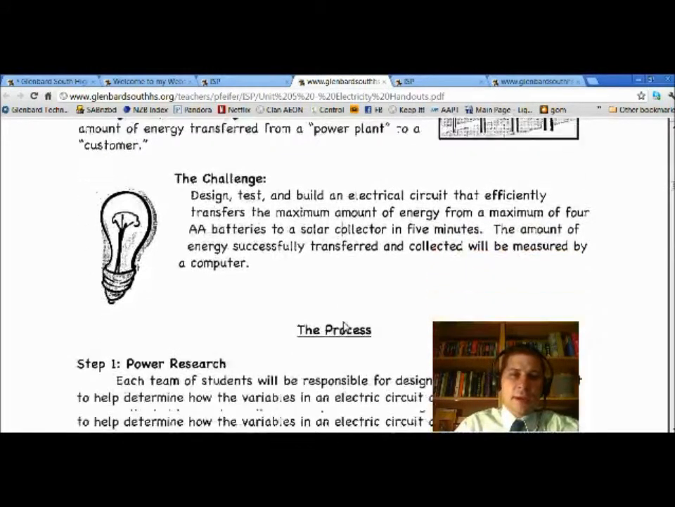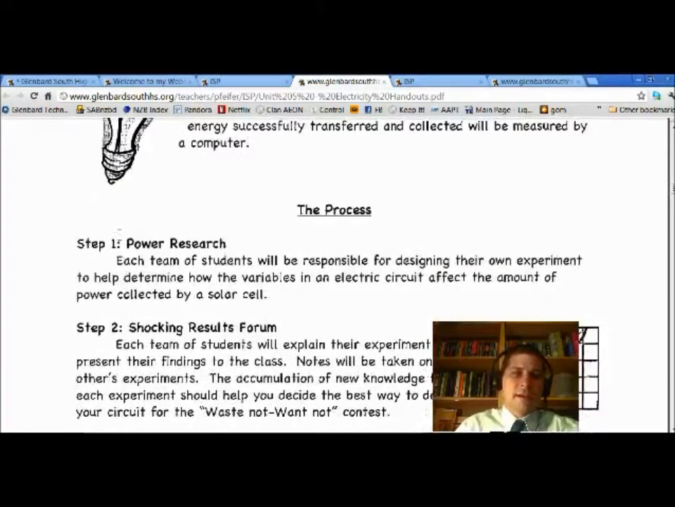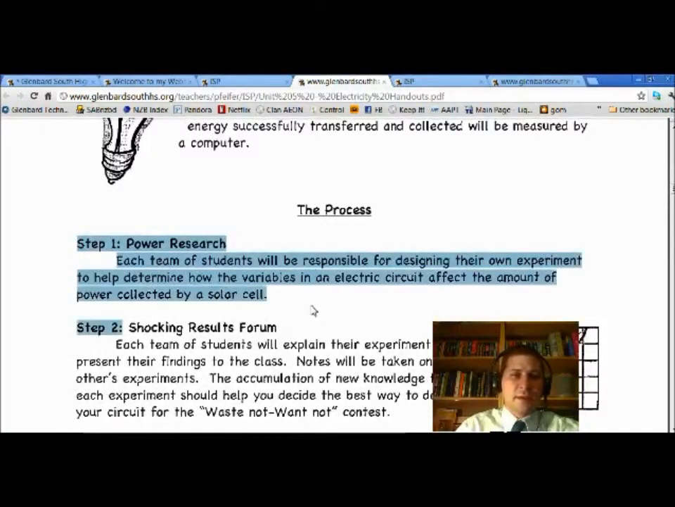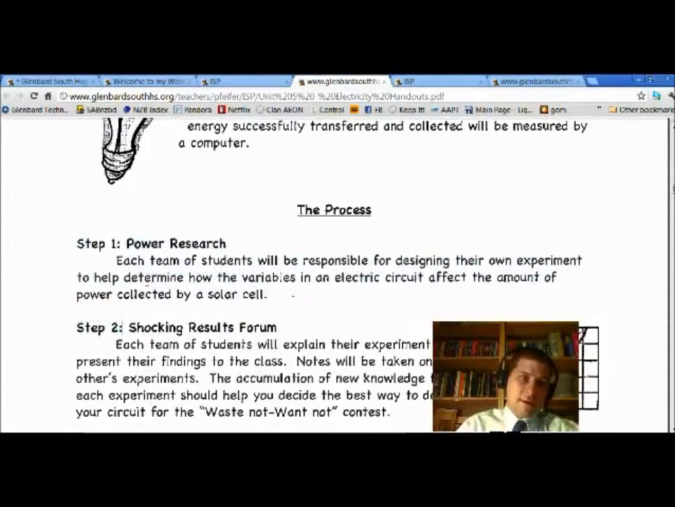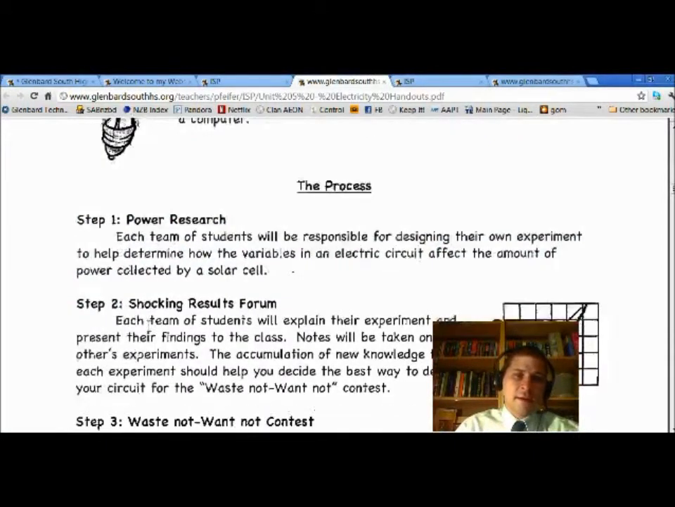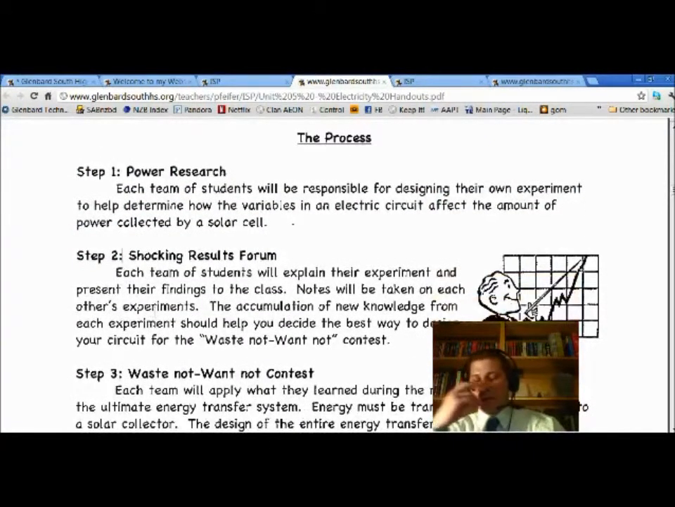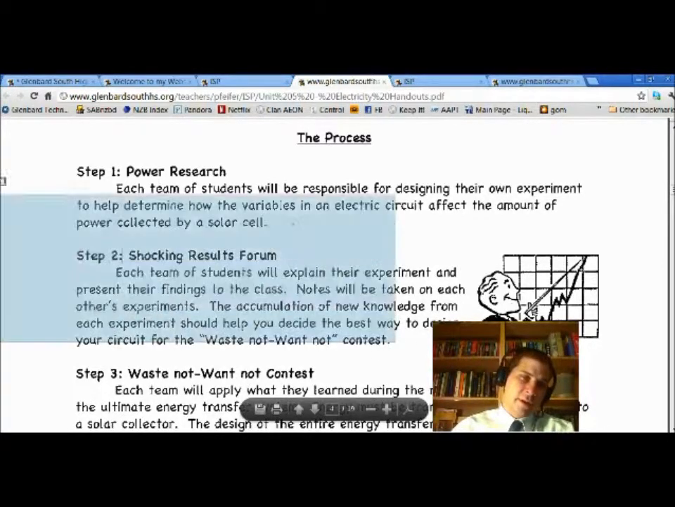So, continuing on, as I was saying, step one is students independently find their own data, and then the forum, the shocking results forum, is where they present the "waste not, want not." And part of this is to get them to see the idea of, okay, how much power do things use? How can we conserve power? What makes things use a lot of power? And really, the students do fairly well with this part of it.